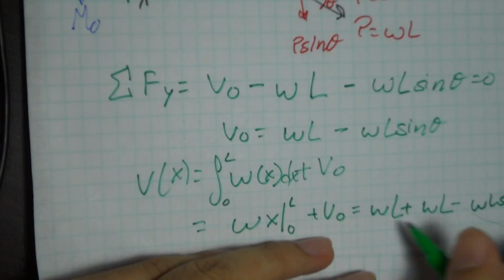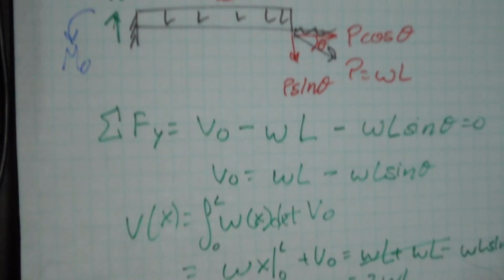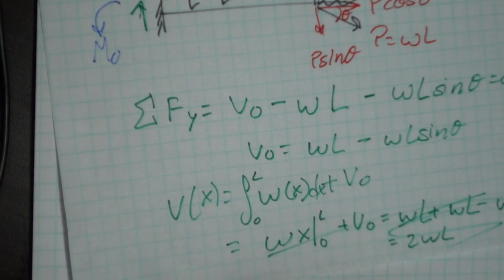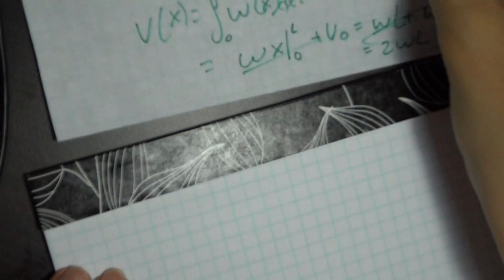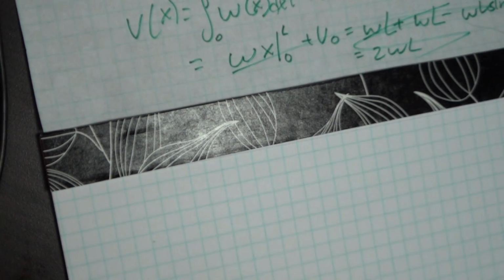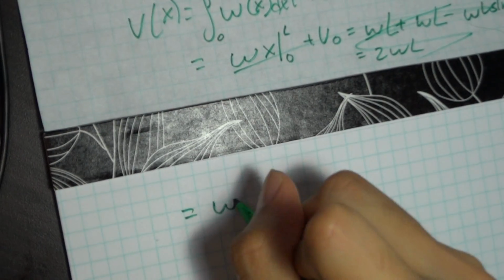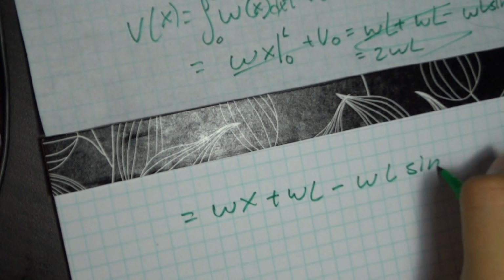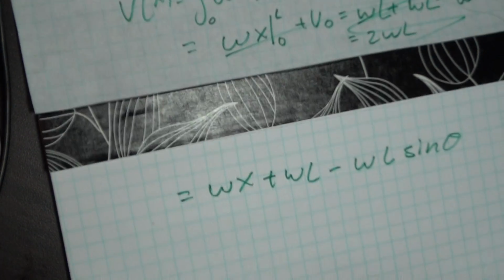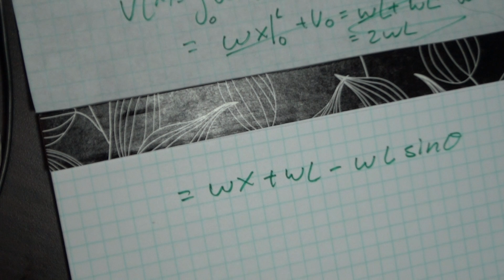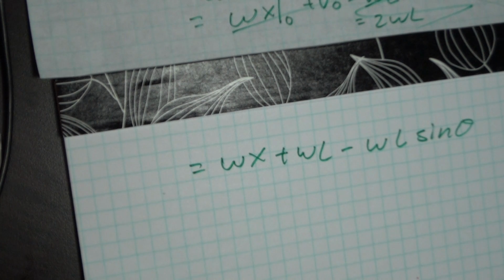I'm sorry, I messed this up. You're not supposed to include the limits of integration on this. So this part was mostly correct, but it should just be equals omega x plus WL minus WL sine theta. And if I double check the solution, hopefully this is correct. Actually, if you're looking at this, it will be correct, because if it was incorrect, I would have just started over.